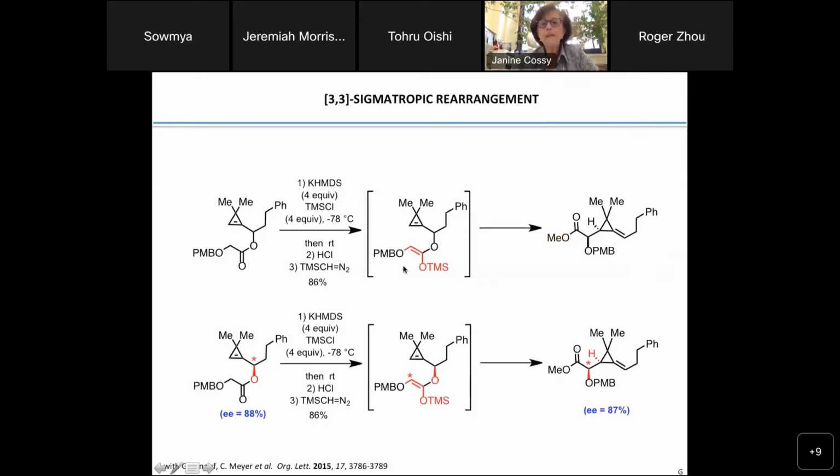Now, if we have, for example, an optically active cyclopropane having the configuration of this stereogenic center, with this product as an EE of 88%.